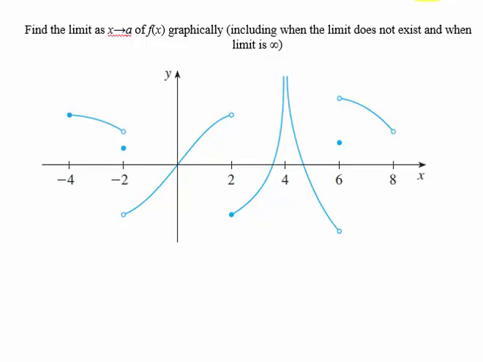We need to be able to find the limit as x approaches a of f of x graphically, including when it doesn't exist or when it's infinite. Remember, when it's infinite, it doesn't exist, but we list it as infinite if it's heading towards infinity. So as I look at this graph, I'm going to ask a few things.